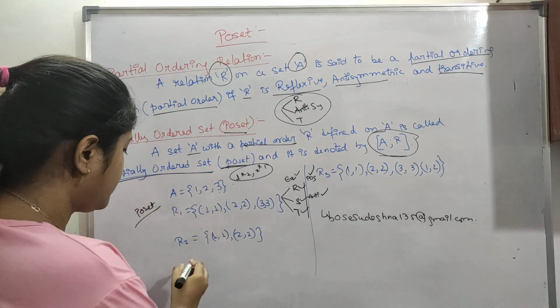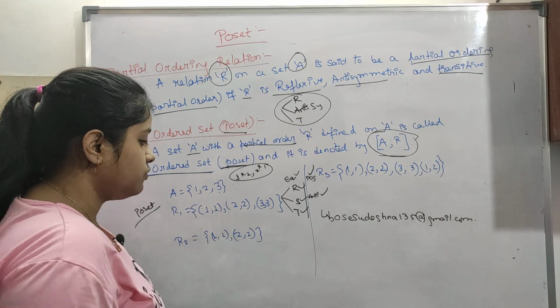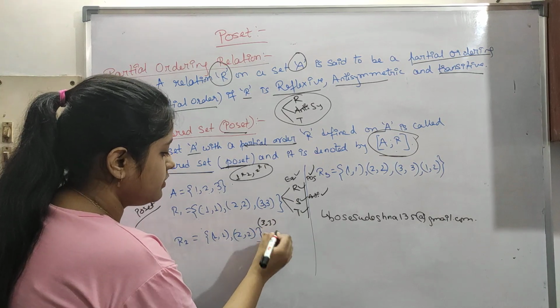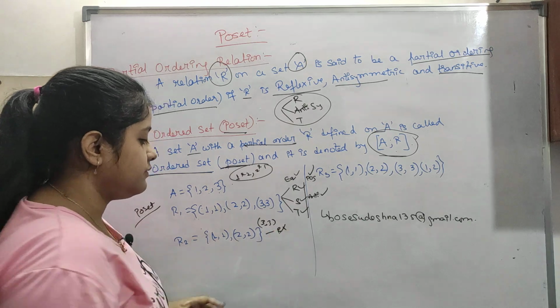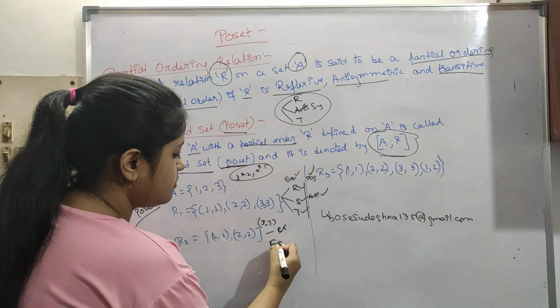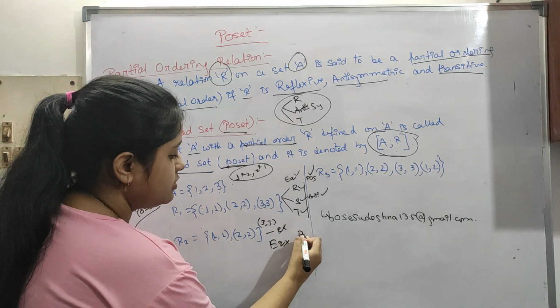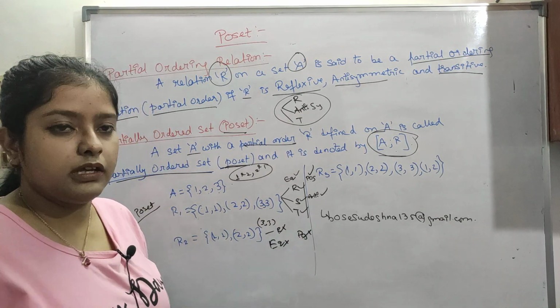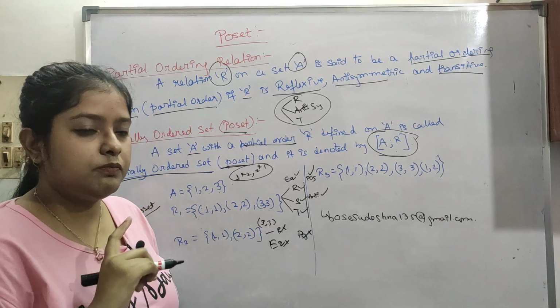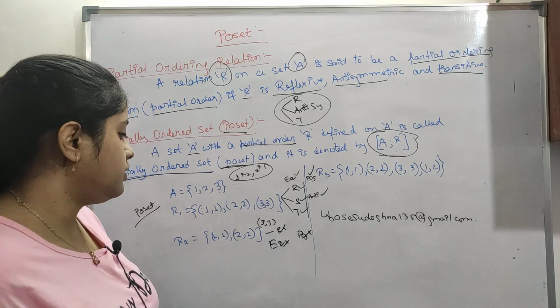Next, R2 has (1,1), (2,2), but (3,3) is not present. So this is not reflexive. If it is not reflexive, it is not equivalence, and it is also not a poset, because reflexive has to be present in both cases.